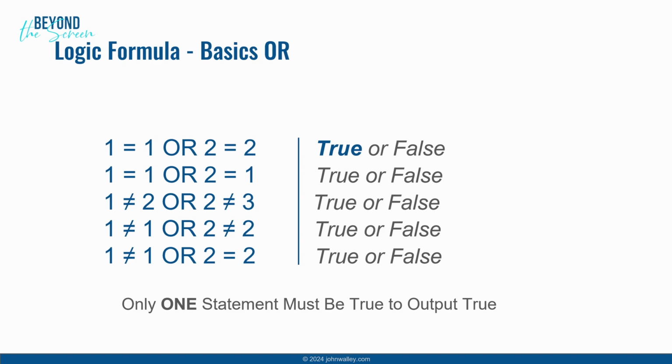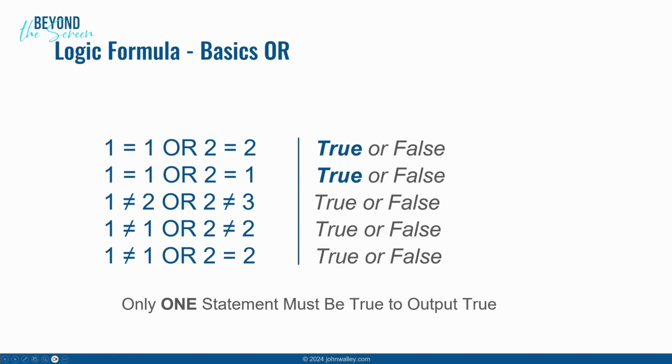All right, so in our next example, we have 1 equals 1, which we know is true, or 2 equals 1. And unlike and, this is still a true statement because one of the conditions, 1 equals 1, is a true statement.